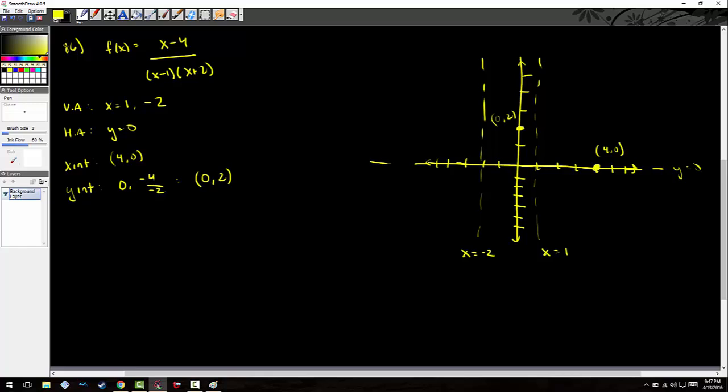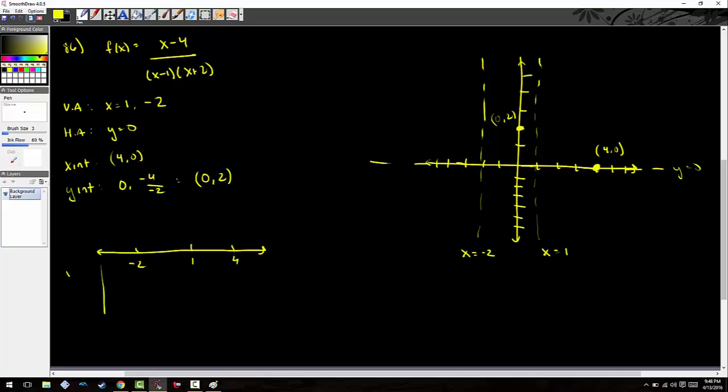Okay, so how's this thing going to actually pan out? Well, it's hard to tell. It could do a number of things. So, because I'm not too sure about how it's going to turn out, I'm probably going to use a sign chart on this one. My sign chart numbers are going to come from my vertical asymptotes, which is where my function is undefined, and my x-intercept, which is where my function equals 0. So it looks like my numbers will be -2, 1, and 4.